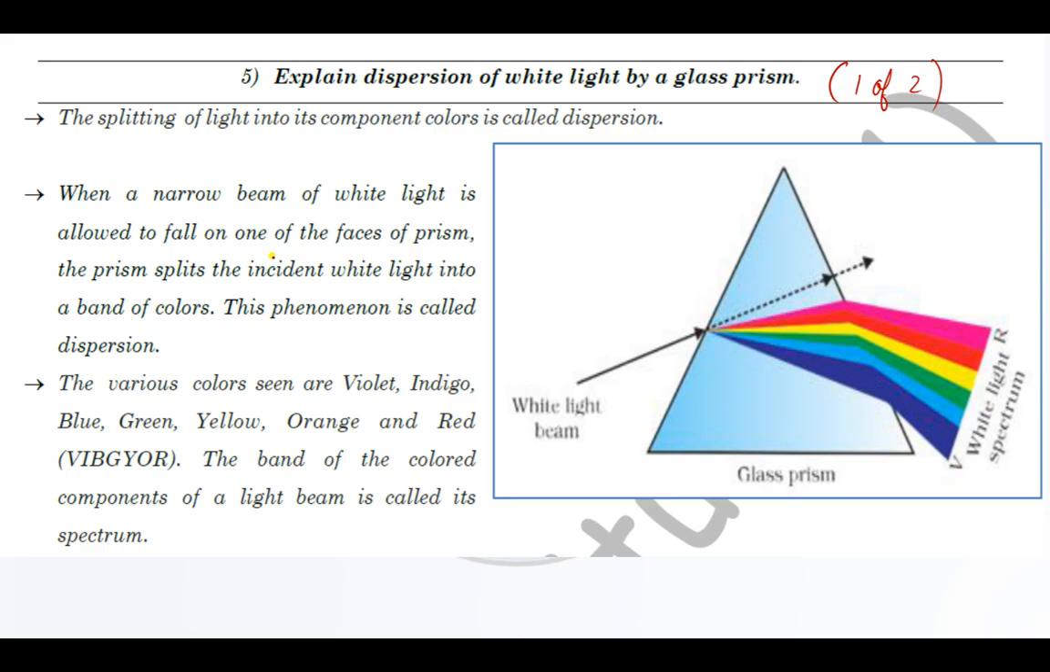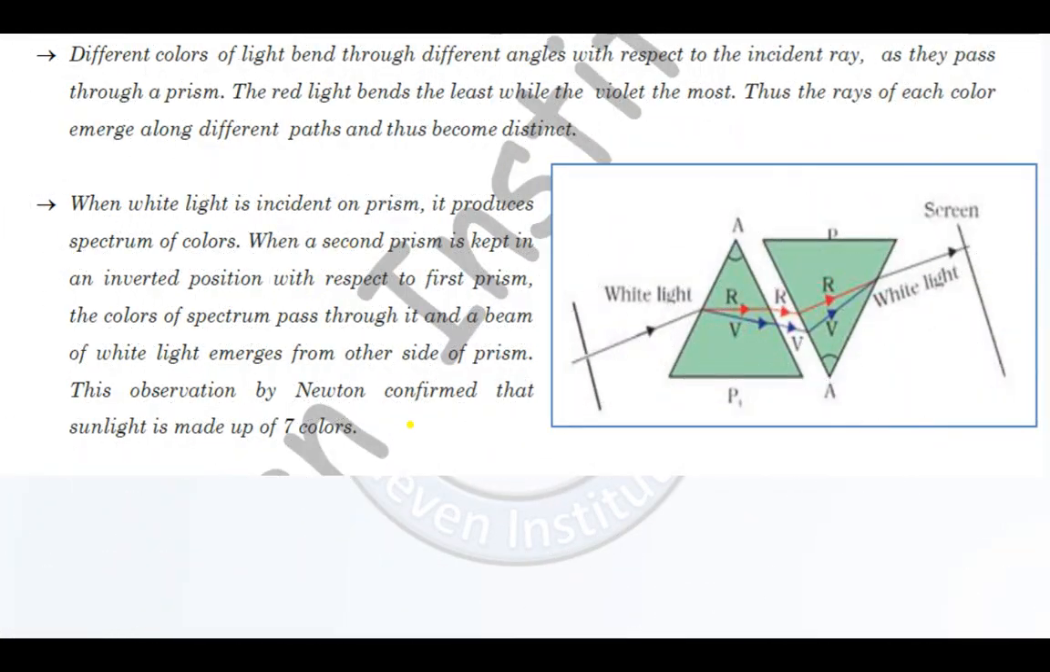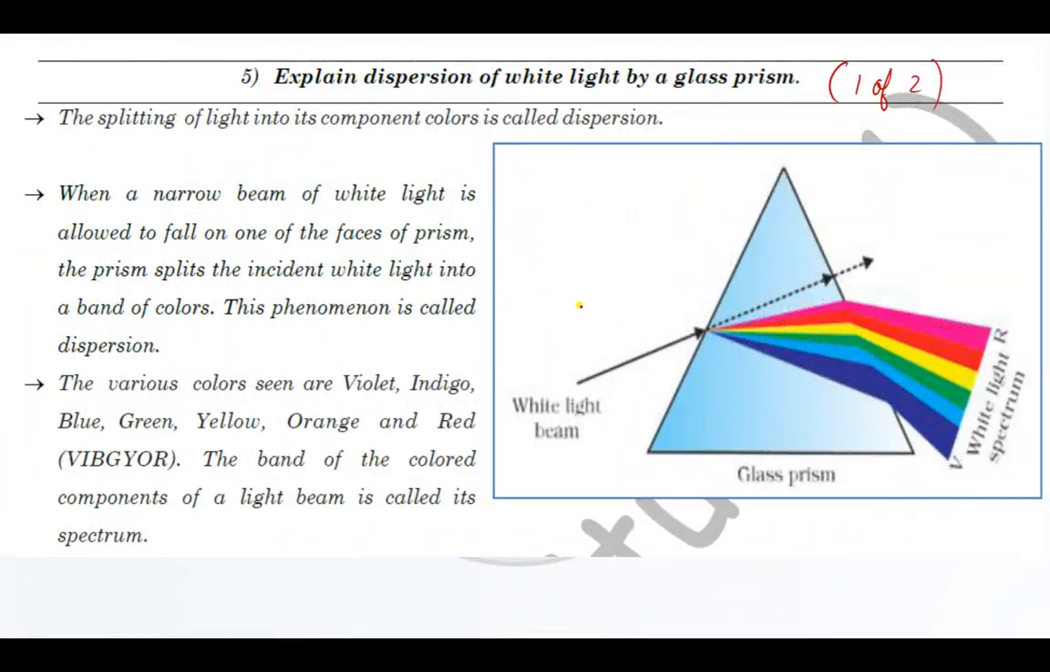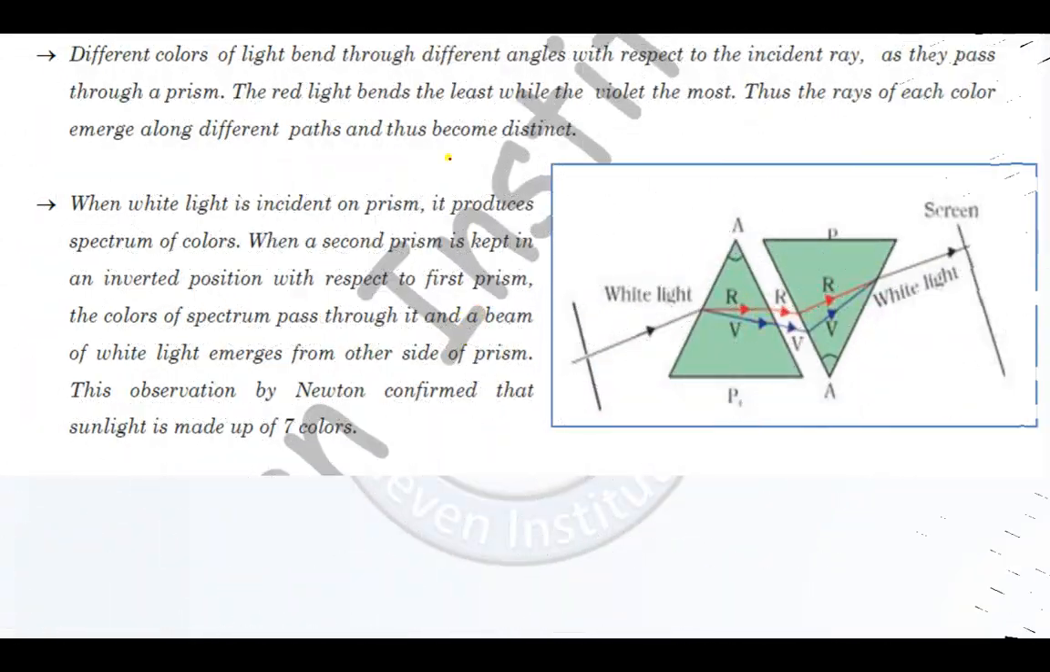This is not the complete answer. Once you finish writing this much, this is the second part. This is part 2 of 2. This will complete your answer. In the first part, write 3 points, and in the second part 2 points and this diagram. Here, this answer will be complete. Explain dispersion of white light by the prism. Then there is the next question.